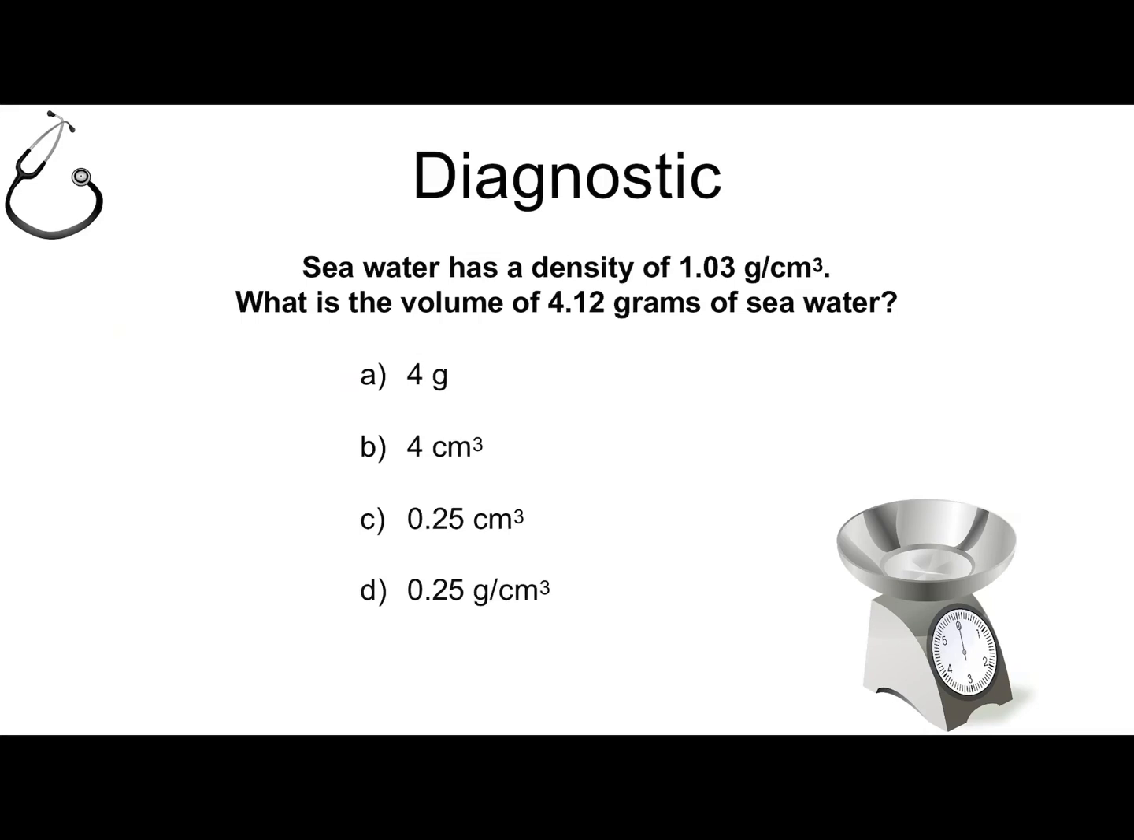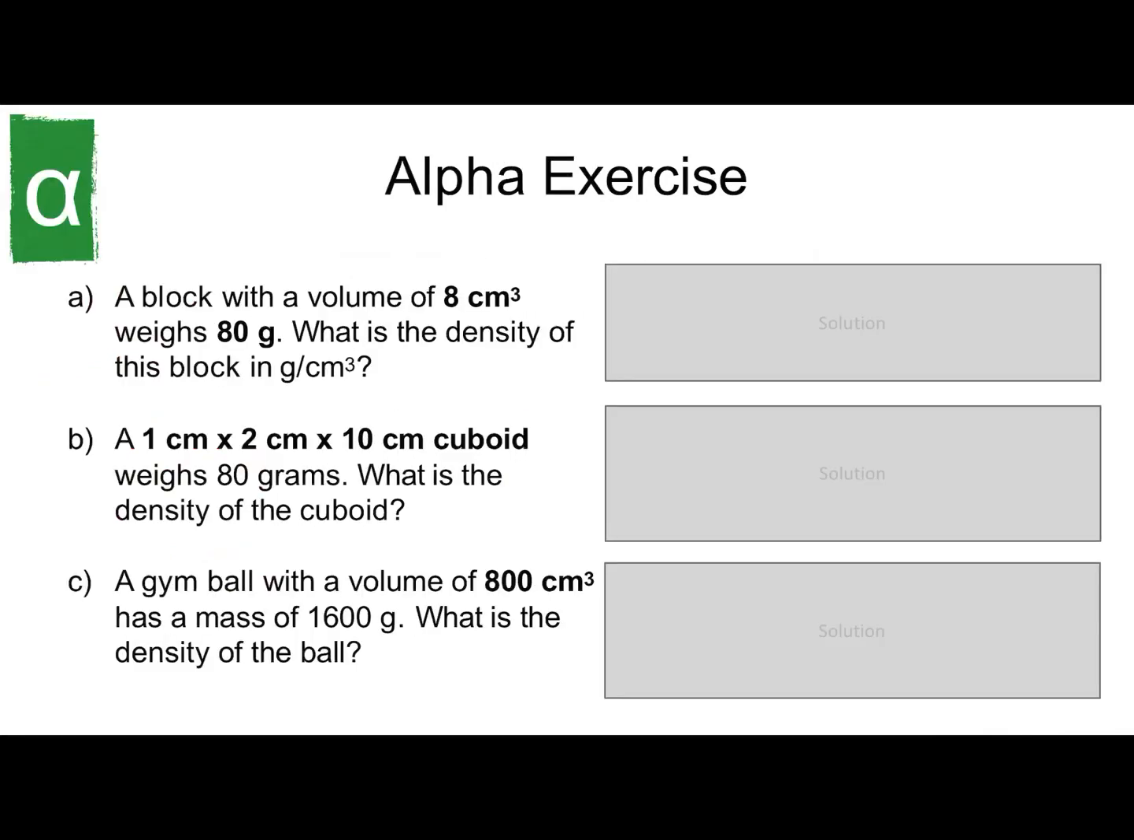And not here either. Seawater has density 1.03 grams per centimetre cubed. What is the volume of 4.12 grams of seawater? So volume is equal to mass divided by density. So that's mass 4.12 divided by density 1.03, which is 4. And what's the unit of measure? Well, it's counting off the grams, it's going to be centimetres cubed. B is the answer.